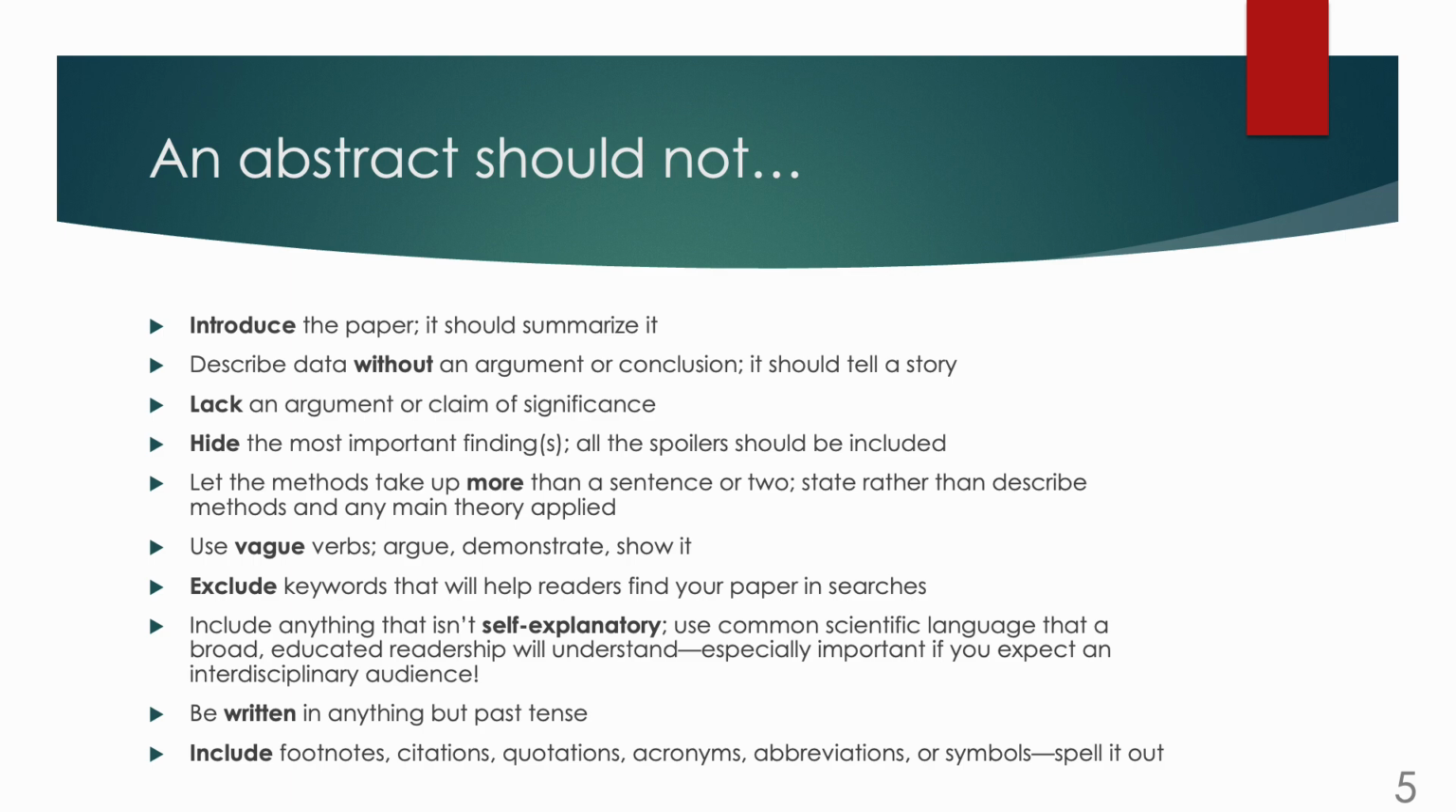It should use common scientific language that a broad, educated readership will understand. This is especially important if you expect an interdisciplinary audience. An abstract should not be written in anything but past tense. And then finally, it should not include footnotes, citations, quotations, acronyms, abbreviations, or symbols. Any of these should be spelled out.